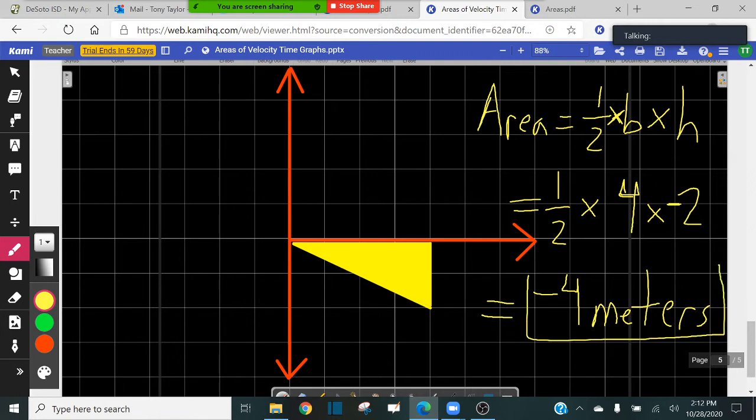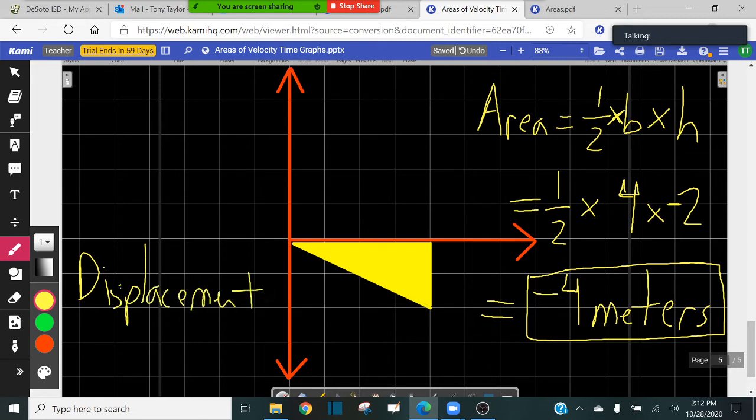Okay. So in other words, if this graph is explaining an object that is speeding up in the negative direction, that number represents my object's displacement. So if I have an object that starts off at rest, let's say this is a car. The car starts off at rest and hits its accelerator and begins speeding up while moving in the negative direction.